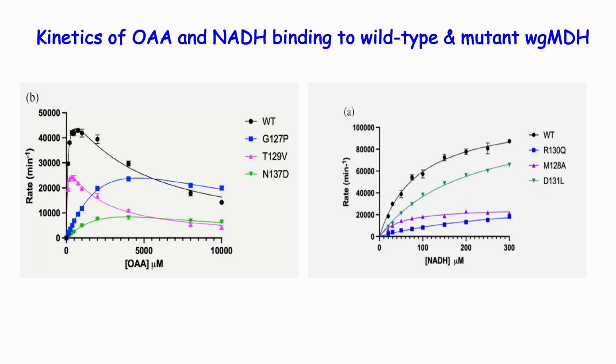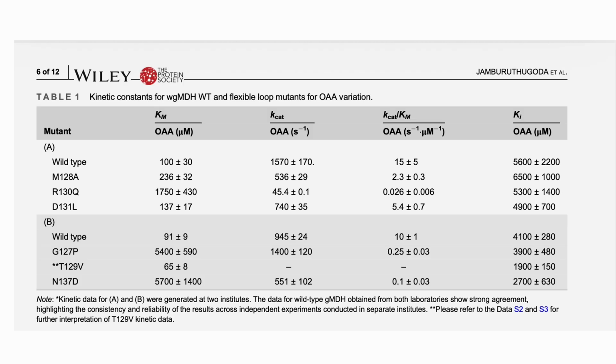We measured the kinetics for both substrates, oxaloacetate and NADH, and as you can see in panel B to your left, as we increase the oxaloacetate concentration, you can see that high levels of oxaloacetate in turn inhibit the rate of the reaction. On your right, what you're looking at is the NADH variation for the wild type and 3 of the mutants. Table 1 summarizes the kinetic data for oxaloacetate variation for the wild type and the mutants.